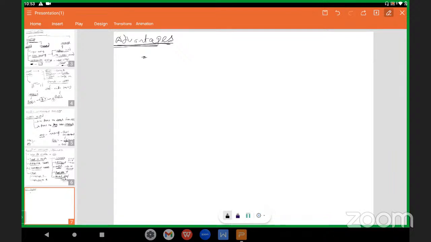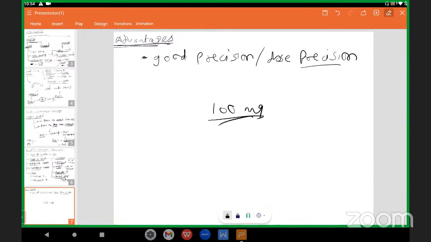Can anyone tell me? Accuracy of the dose will be achieved. Exactly, that is very nice. Unit dosage form. Exactly, that is good precision, or what we can say good dose precision. आप जितना डिसाइड कर रहे हो उतना डोज मेंटेन करना इसमें काफी पॉसिबल है. Suppose you want to prepare a tablet with 100 mg, right? You can very nicely control the drug quantity in tablet formulation as compared to the other formulations. That is very good answer.